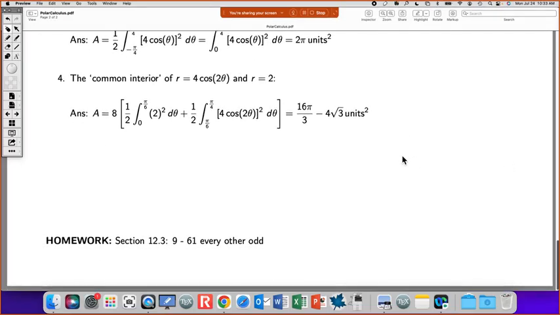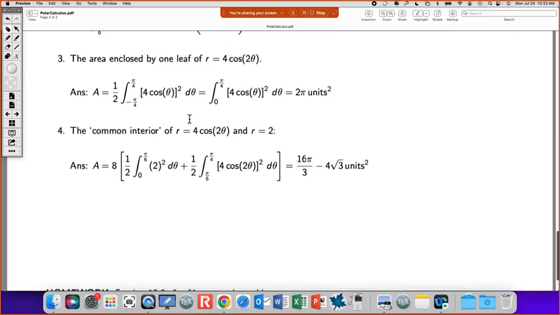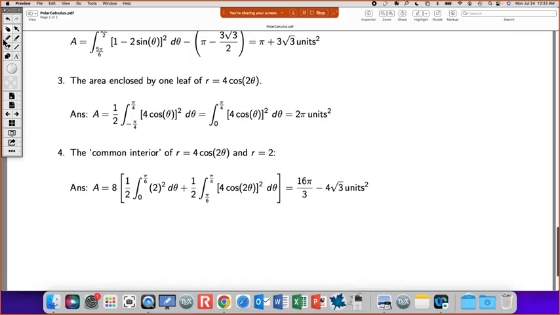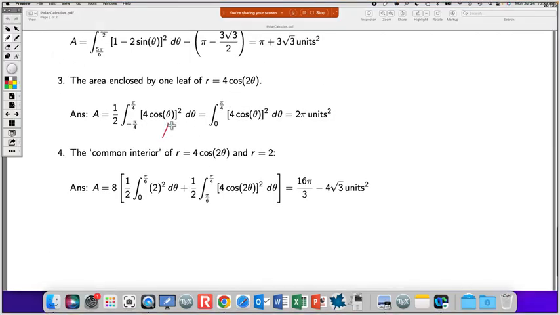Let's look at the last one. We want the, oops, there's a typo. You see the typo here? That should be 2 thetas in there. Last one, we're looking at r equals 4 cosine 2 theta, and then r equals 2.